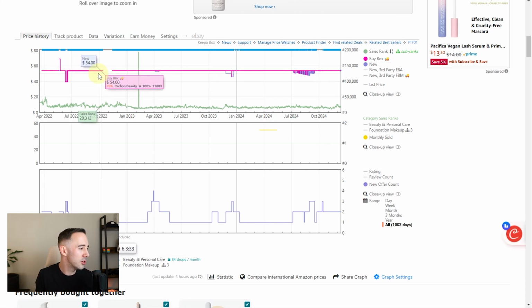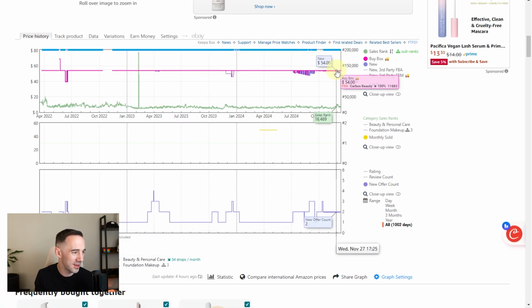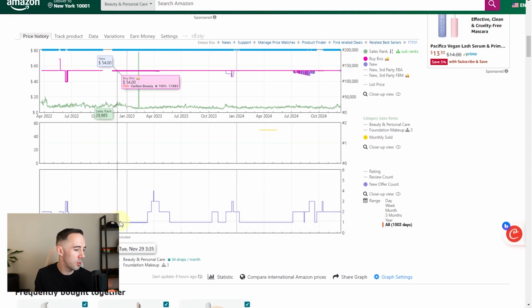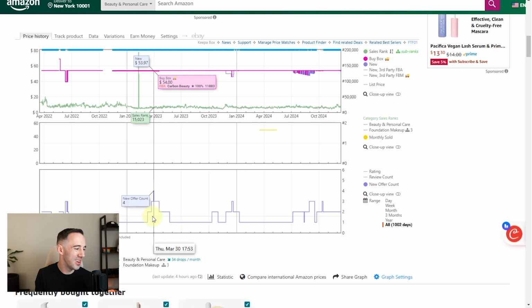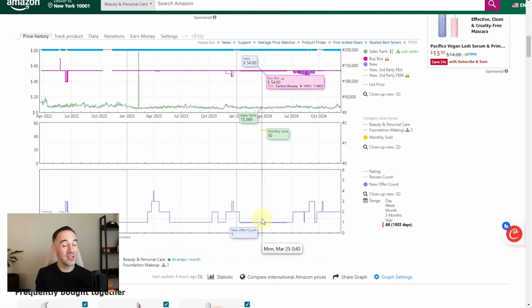Now, also as well, you can notice it says Carbon Beauty, Carbon Beauty, Carbon Beauty, then someone else here, and then back to Carbon Beauty. What we're seeing is the same seller throughout. Then on top of that, when we come down to the new offer count, I'm seeing 1, 1, 1, 1, 1, 1. It goes up sometimes, then comes back down. Generally, it's always the same seller.